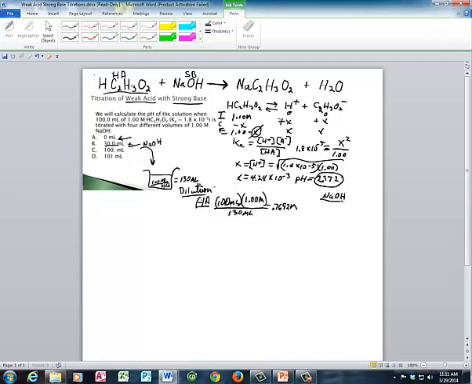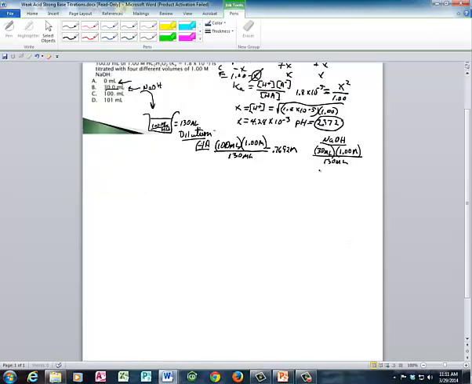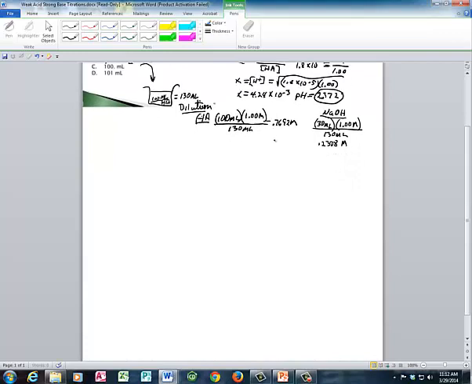I'm going to do the same thing for the sodium hydroxide. And the sodium hydroxide started out at 30 milliliters. So that's going to be 30 milliliters of sodium hydroxide volume times 1.00 molar divided by my new volume of 130 milliliters. And when I do that calculation, I wind up with a new concentration for the sodium hydroxide of 0.2308 molar.